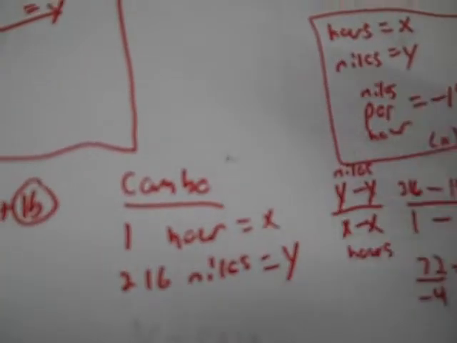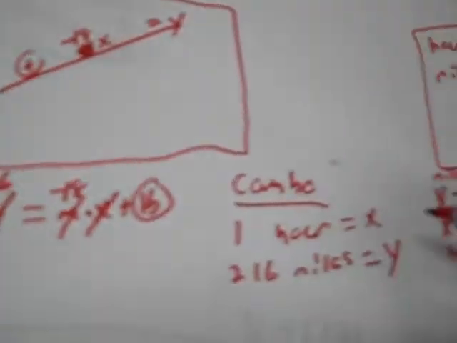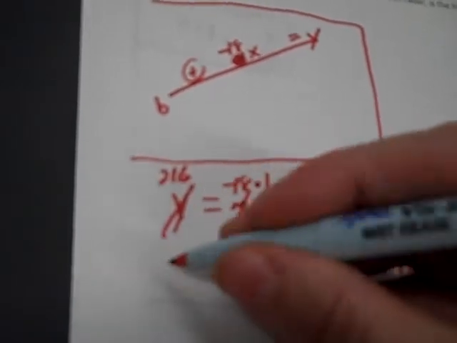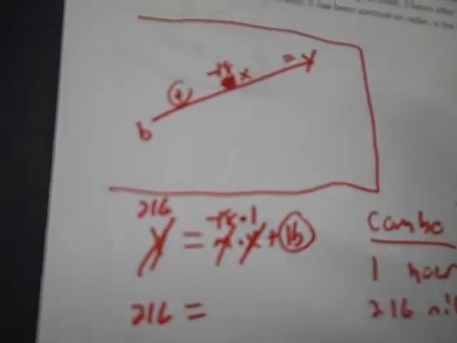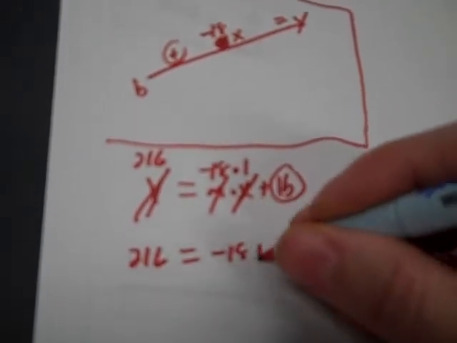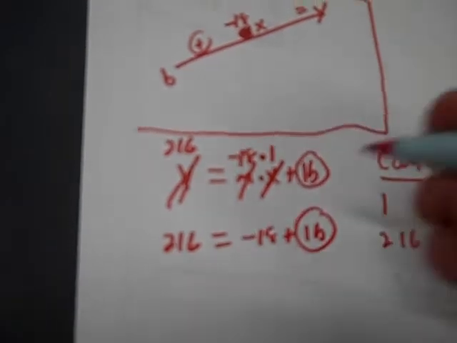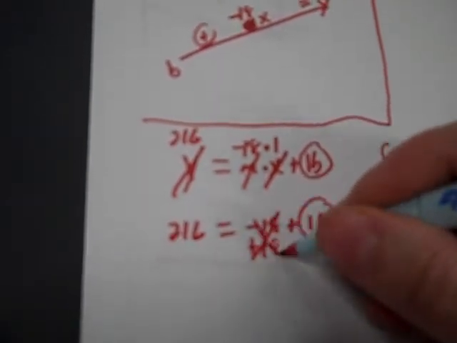So hours is x, miles is y. So 216 goes over the y, and then 1 goes over the x. So I have 216. And then I take negative 18 times 1, which is negative 18 plus 1b. Okay, so I got negative 18, so I need to add 18 to both sides.